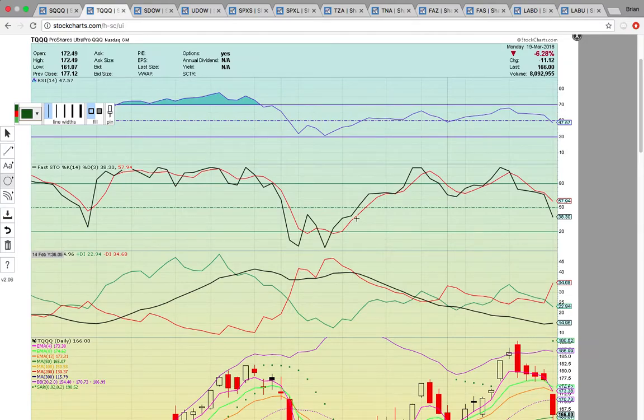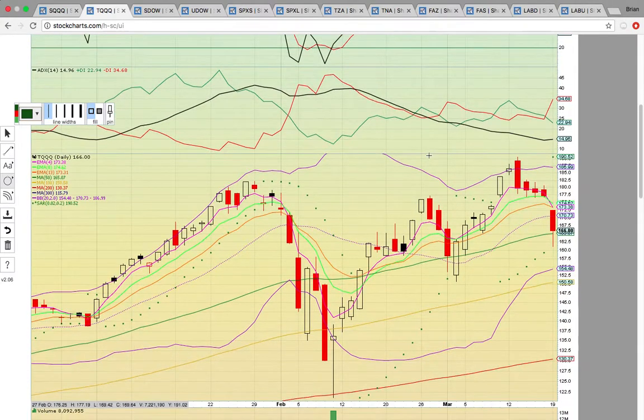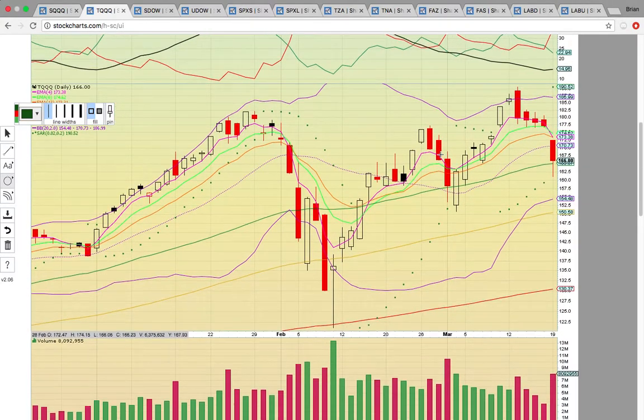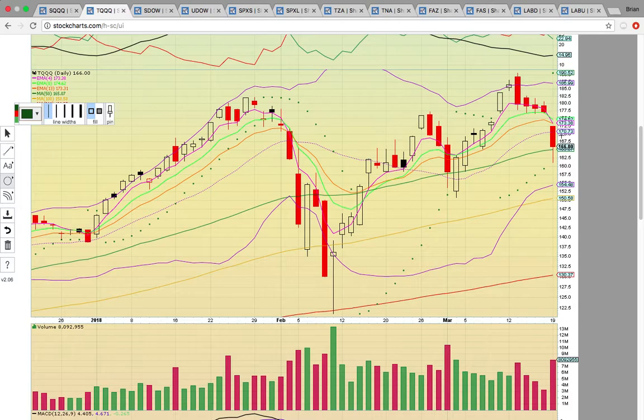Okay, look at TQQQ. Okay, so this is Ultra Pro Triple Q, and so when NASDAQ is heading higher, TQQQ heads higher as well, QQQ. And so check out how it's been down 5 days in a row. 5 days down and rebound is a good bounce play setup.